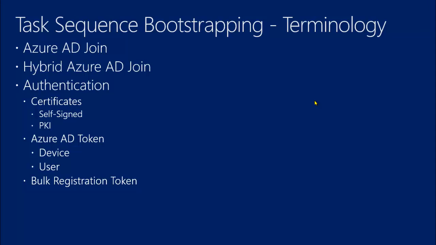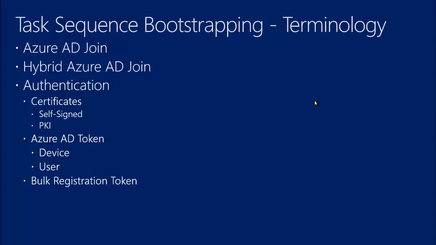There are multiple ways to do autopilot, as I've covered in a previous video on autopilot. One is the Azure AD Join only, where the device only exists in Azure AD. The other is hybrid Azure AD Join, where the device is joined to on-prem AD and registered in Azure AD, so it exists in both places. There's a little bit of extra work that you have to do to set that up.